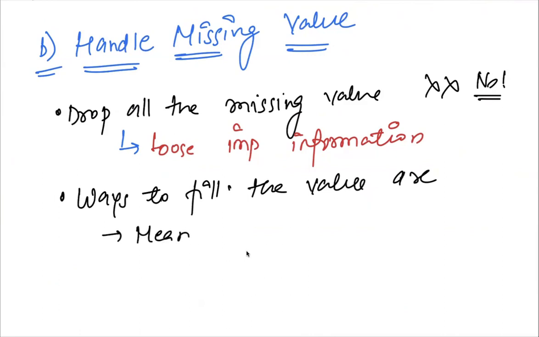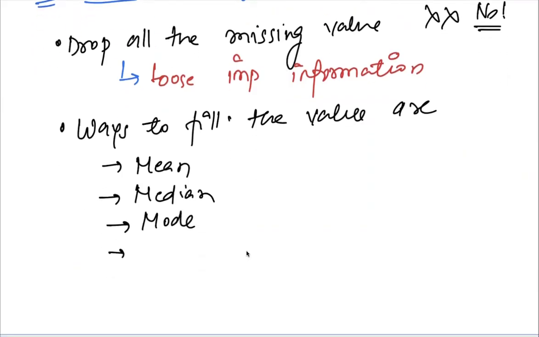mean, median, mode. Then we have forward fill. Forward fill and backward fill are most used in time series data. But let's say then you have mean, mode, median.